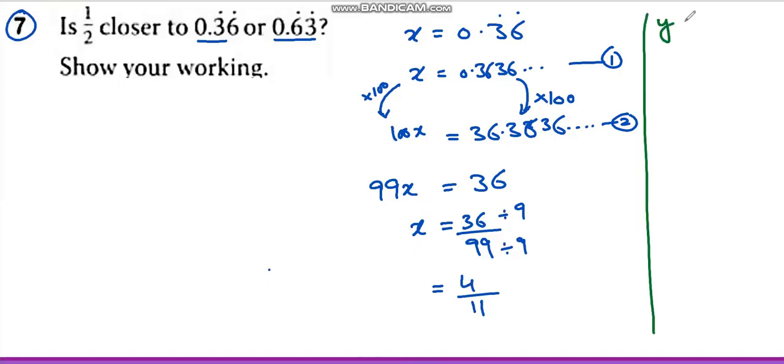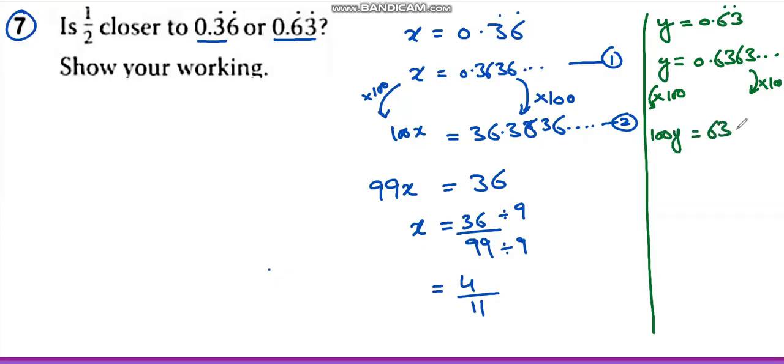Now we can convert 0.63 into a fraction. Let's assume it equals y. So y is equal to 0.63, and 63 is being repeated, so we can write 0.636363 and so on. We can multiply both sides by 100, because we will get the same decimal part after that, and then we will be able to subtract. So let's multiply both sides by 100. We get 100y on the left side, and on the right side we get 63.6363 and so on.